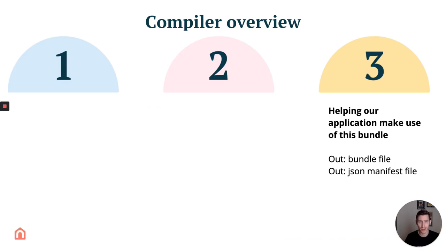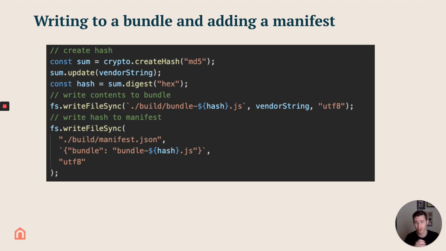So the final step now is helping our application make use of this bundle. We want to produce a bundle file and our JSON manifest file. So we're going to create a hash. We're then going to write the contents of our vendor string that we produced previously, the outputs. We want to hash those contents, and that'll be our file name. And then we put the contents of our vendor into the file. So now we've got a bundle with a hash ID file name, and the contents will be our whole output string that we saw previously.